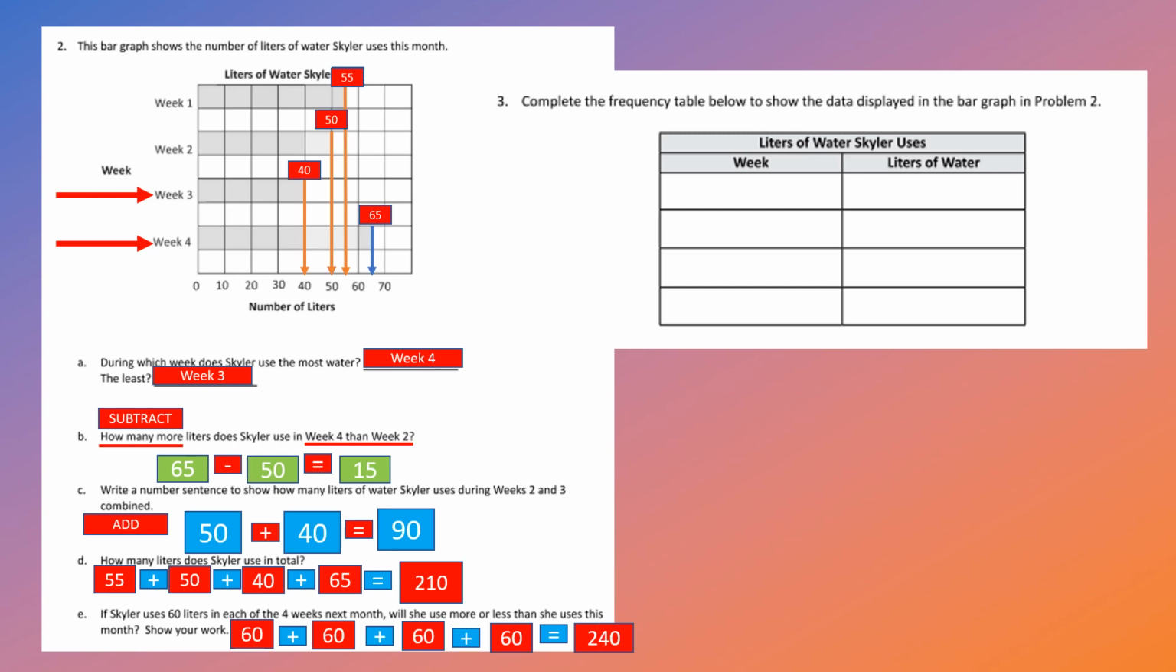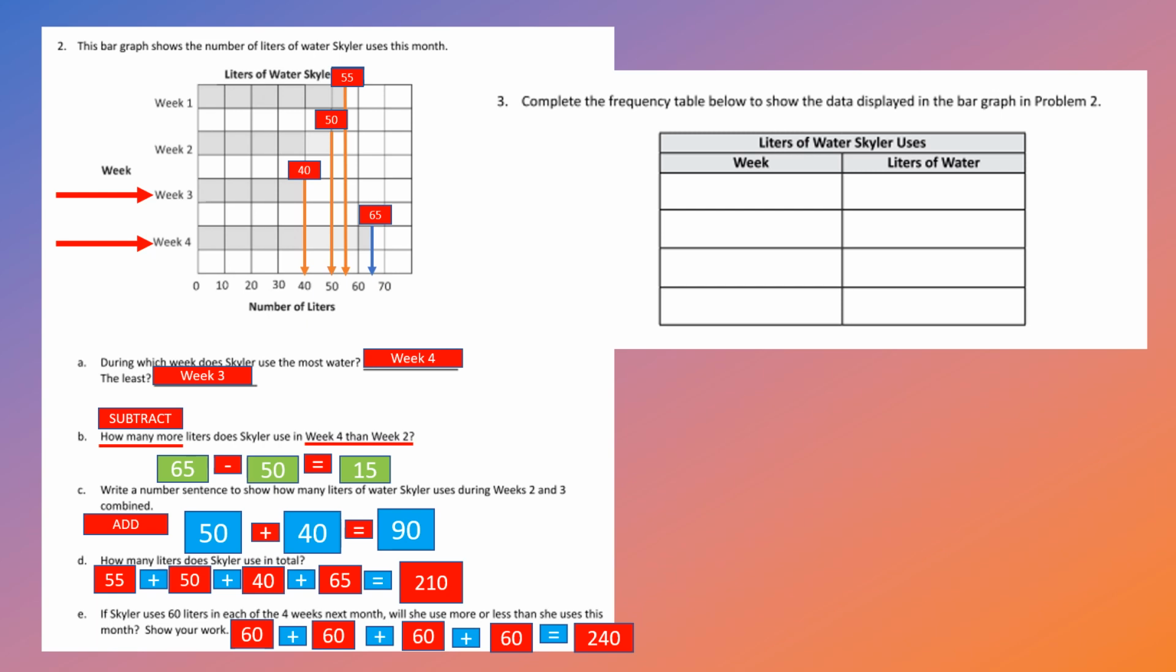Now, we only read to the comma. We only created a math equation for that very first part of the sentence up to the comma, which means we still have the last part of the sentence to worry about. The last part of the sentence says, will she use more or less than she uses this month? So you're comparing. You're comparing next month to this month. Again, when you're comparing two things, you subtract.